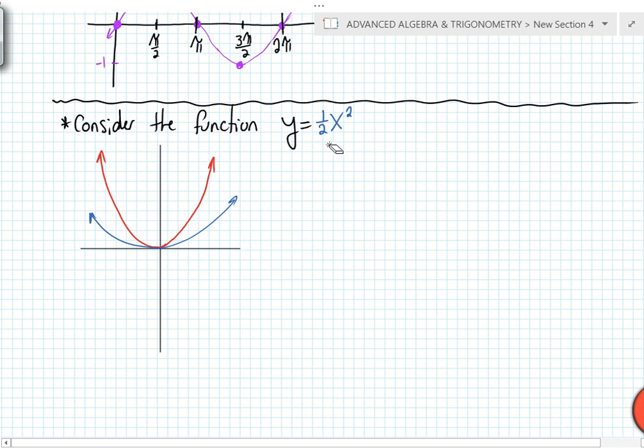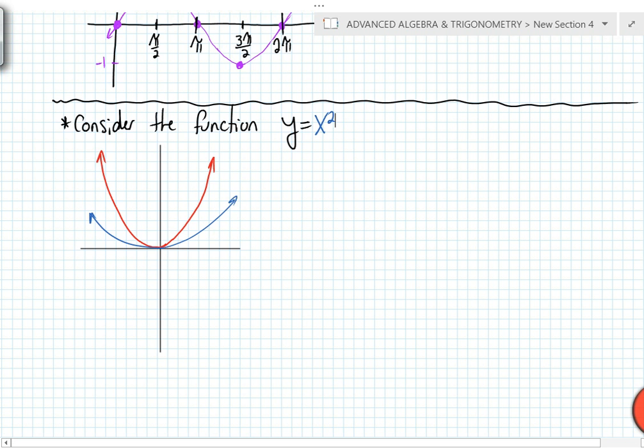And so those are some of the basic translations. Again, these are shortcuts. We could graph every single parabola, even y equals x squared, in a tabular method. You would pick arbitrary x values, plug them in, and find out what the corresponding y value is.